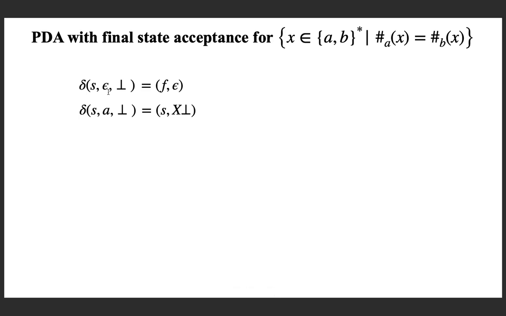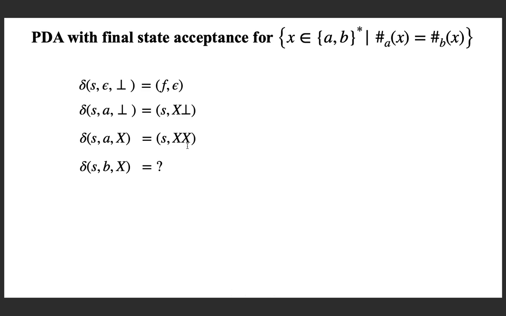Now suppose you start with a small a, then what do you do? You have to remember the number of a's. The same trick, you are remembering it using a capital X. Now suppose you get an a when capital X is on the top of stack, then you need to put one more X, and that is what you are doing. Not difficult to get these transitions.